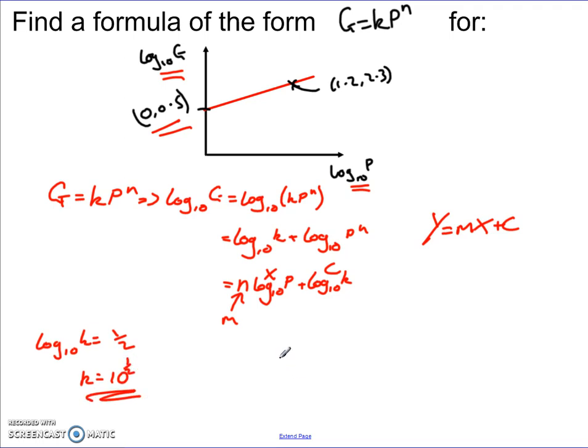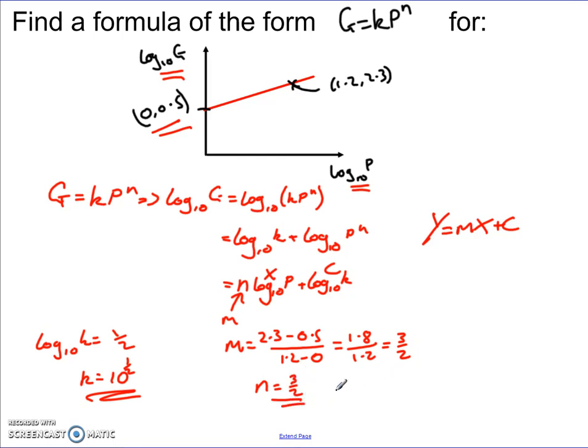So we get our value of k from that. To get the n in the gradient, we use the gradient formula. So we know that m equals y2 minus y1 over x2 minus x1. So it's 2.3 take away 0.5 over 1.2 take away 0. 2.3 take away 0.5, that's 1.8 over 1.2. Simplify these, so that gives you 18 over 12, which is 9 over 6, which gives you 3 over 2. So my m is 3 over 2, which means my n is 3 over 2.